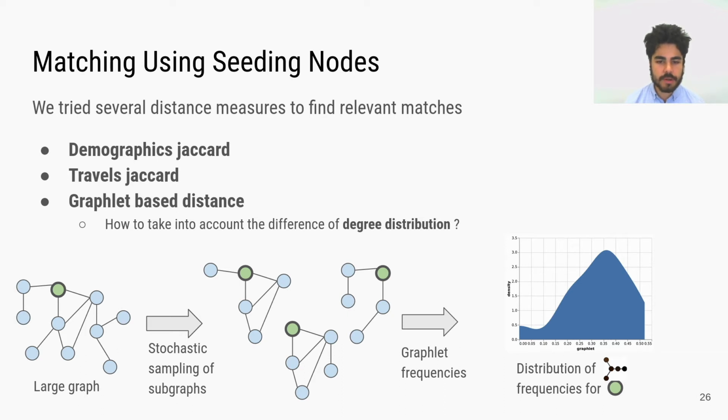It was then possible to compute for each node a distribution of frequencies for each graphlet. But we can compare with the frequencies of any template node. To have a distance, we computed how many times the frequency of each graphlet for the node of the template was inside the distribution of the same graphlet frequencies for the node of the big graph.